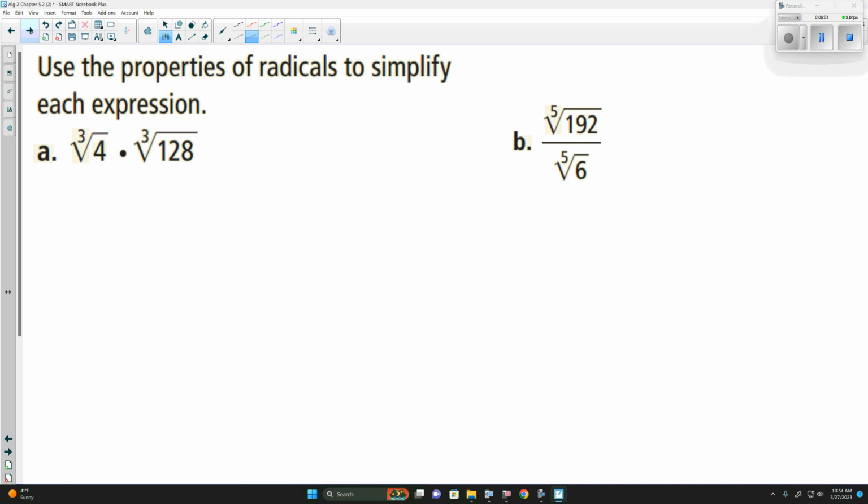So the next one here, the cubed root of 4 times the cubed root of 128. Well, we can't take the cubed root of 4, and most likely we're not going to be able to take the cubed root of 128. But we could multiply them together to see if we can take the cubed root of it.